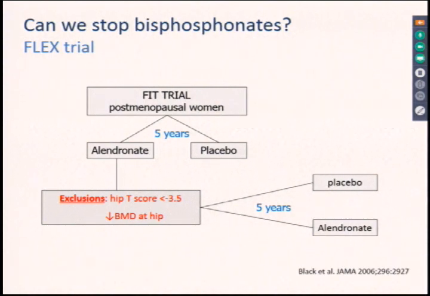Now, when they finished, they took the group that was only on Alendronate. They took out people at high risk, and they defined that as people who had a T-score at the hip of less than minus 3.5, and people whose bone density declined while on Alendronate. So they excluded those people, and whoever was left, they re-randomized to continue Alendronate for another 5 years. So now you have a group getting Alendronate for a total of 10 years, or going on placebo for 5 years. This second group took Alendronate for 5 years, then nothing.